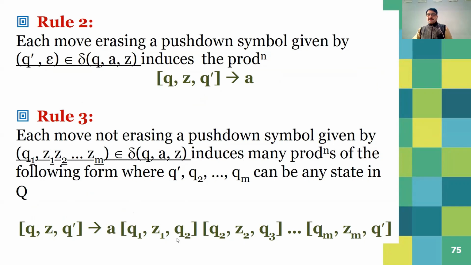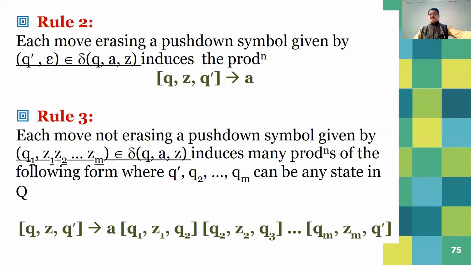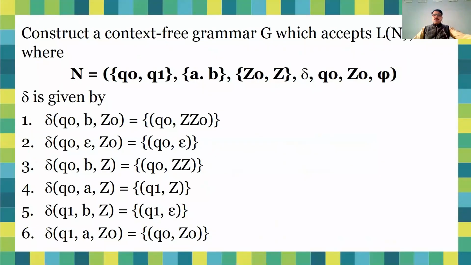Now we will try to give some trick for how we can write here q1, q2, q3, because these are the states up to qm, right? So with the help of an example, we will discuss it in more detail. Suppose this PDA is given to you.